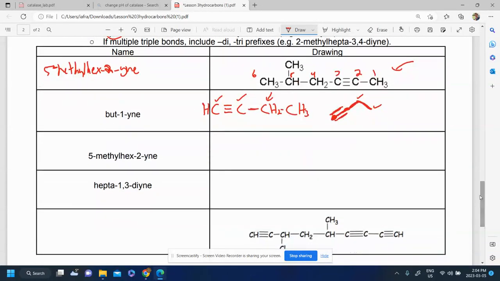Let's try 5-methyl hex-2-yne. So hex means there are 6 carbons. 4, 5, 6. It's at carbon number 2, so 1, 2, 1, 2, 3. And the methyl is at carbon number 5, so 1, 2, 3, 4, 5, 6. And then we can put our H3 here. Nothing needed there, nothing there. H2, H, and then H3.